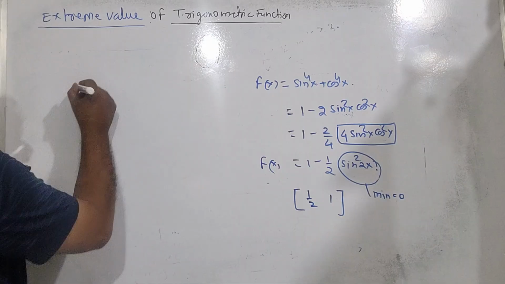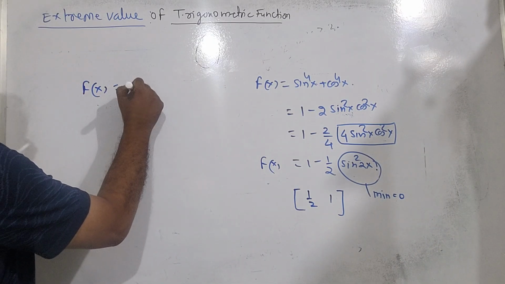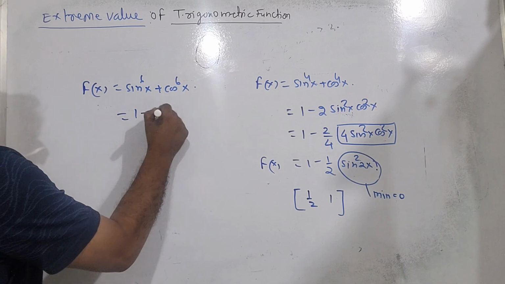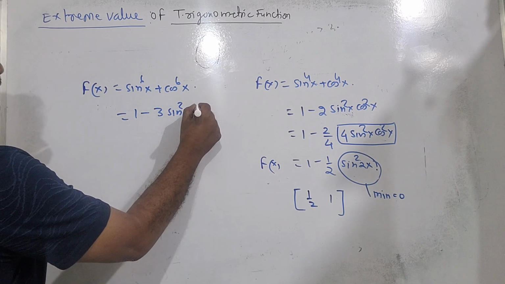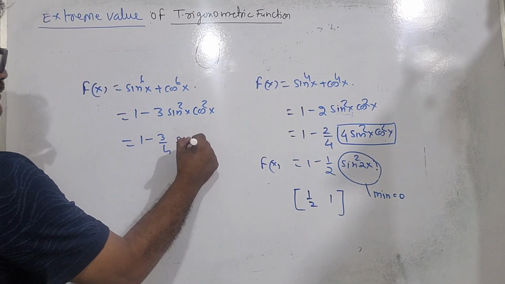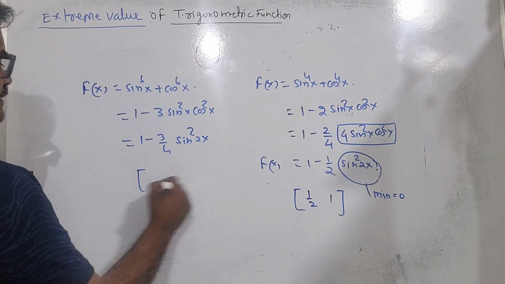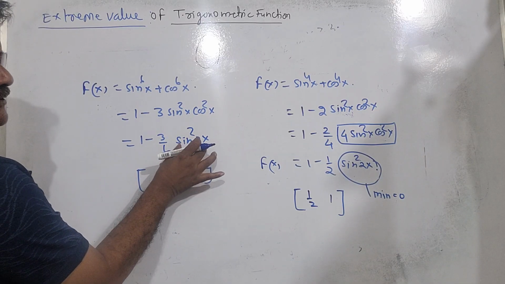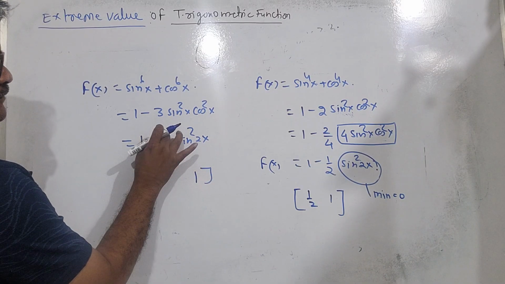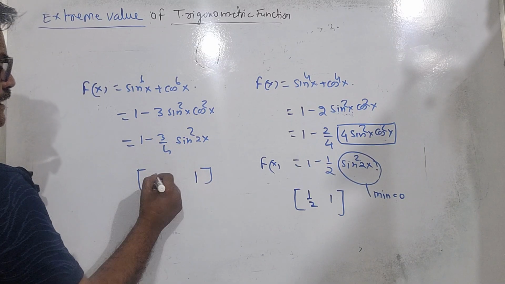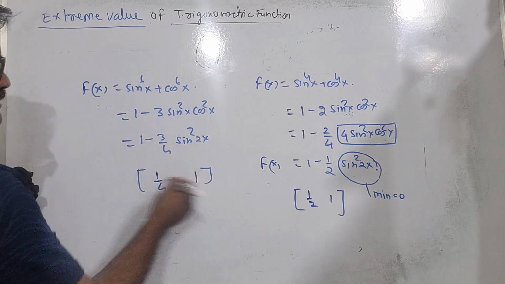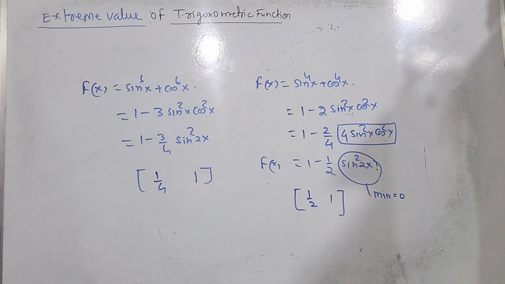This is f(x) equal to sin to the power 6x plus cos to the power 6x. This is 1 minus 3 sin square x cos square x. This is 1 minus 3 by 4 sin square of 2x. Now directly you can write it down. Minimum value 0, therefore maximum value 1. Correct? Maximum value 1, therefore 1 minus 3 by 4, that is 1 by 4, is the minimum value of f(x). So the range is the closed interval 1 by 4 to 1.